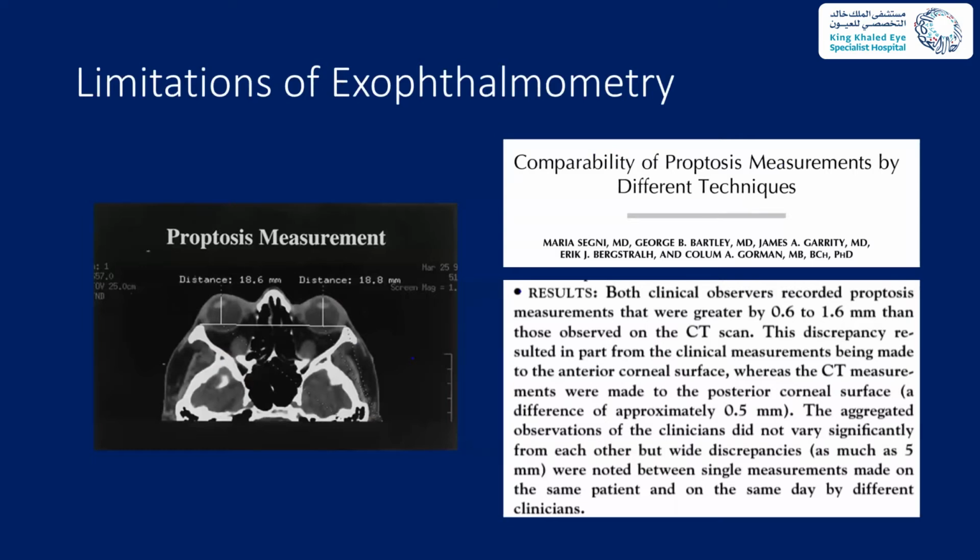The gold standard for measuring proptosis is a scan, such as a CT scan, where the exact distance from the lateral orbital rim to the corneal surface can be measured. This study was of interest because it showed the clinical variability between different observers, as much as 5 millimeters by different clinicians on the same day for the same patient. So you have to take this into account if you see different measurements by different clinicians and not assume the disease is necessarily getting better or worse.